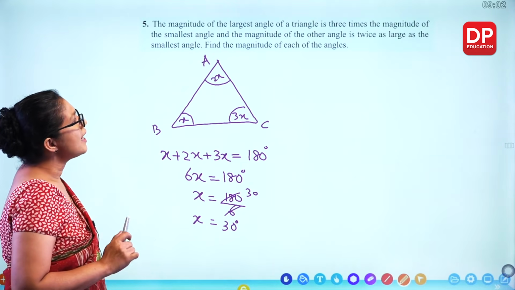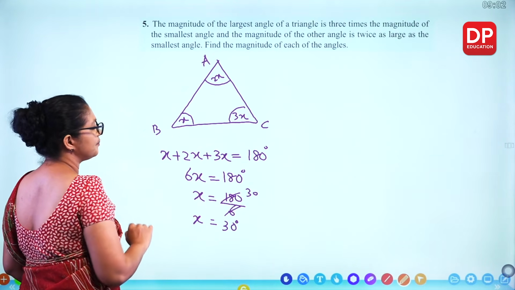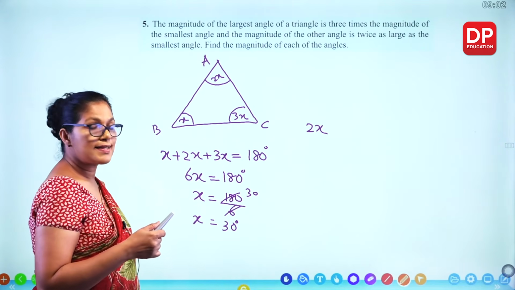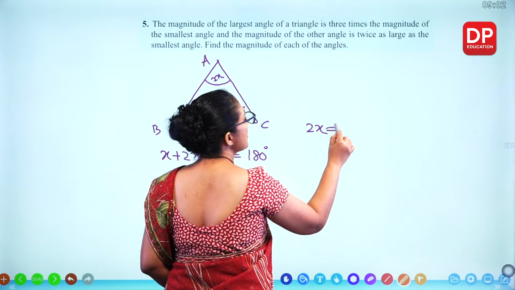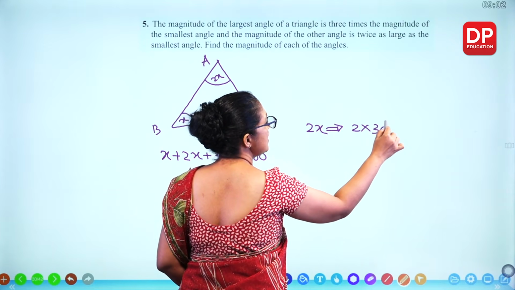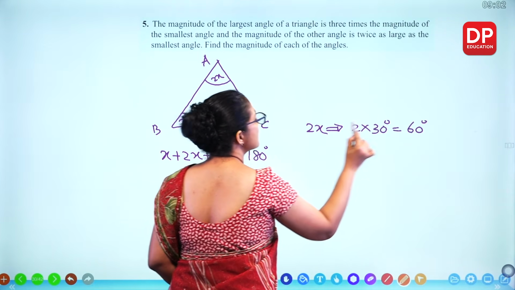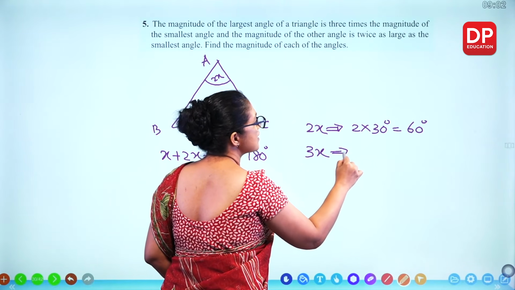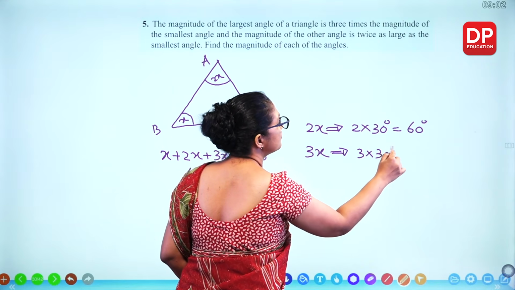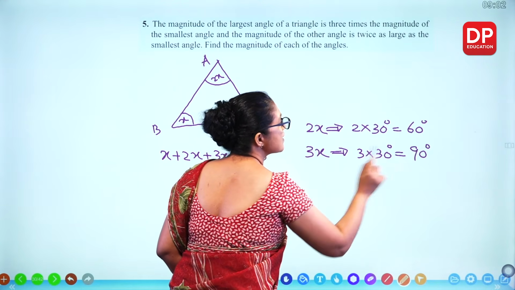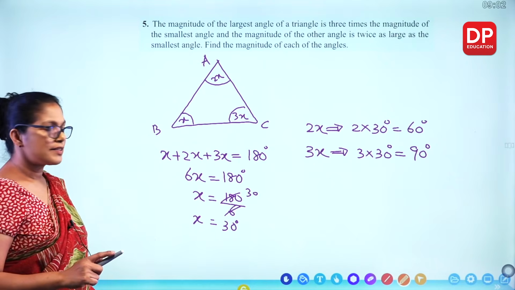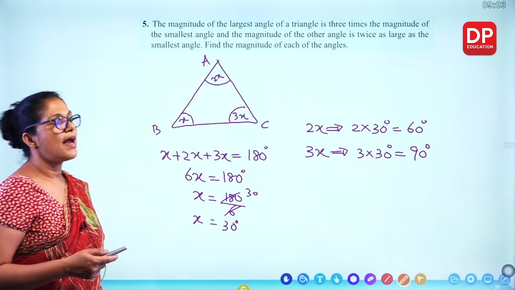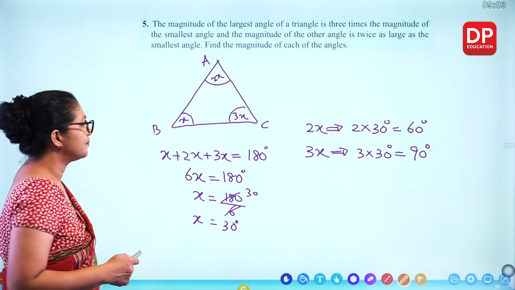But we want the other angles. Now one angle is 30. What's the other one? 2x. So x is the smallest angle. Now 2x becomes 2 times 30. That's 60 degrees. What's the other one? Largest angle. That's 3x. 3 times 30 is 90 degrees. So what are the angles? Smallest one is 30 degrees. The largest one is 90 degrees and the other angle is 60 degrees.